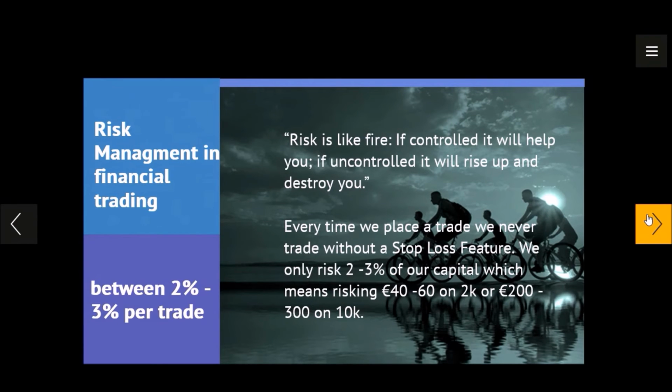Now, in a nutshell, risk is like fire. If controlled, it will help you. If uncontrolled, it will rise up and destroy you. Every time we place a trade, we never trade without a stop loss feature. We only risk between 2 to 3% of our overall capital, which means risking 40 to 60 quid on 2 grand. Or if you're trading with 10k, you're only risking 200 to 300 quid.